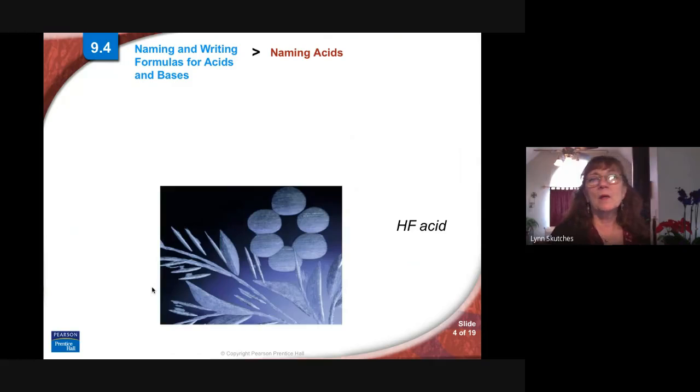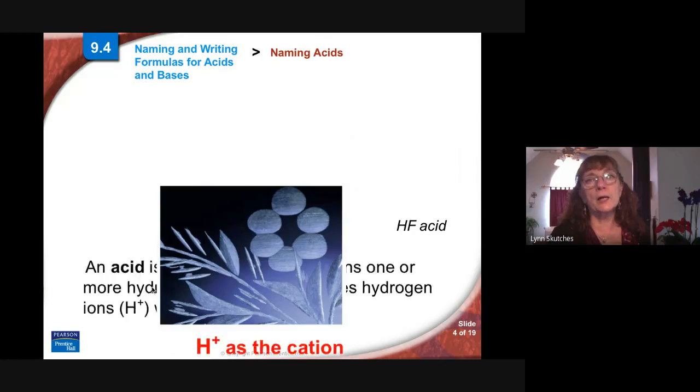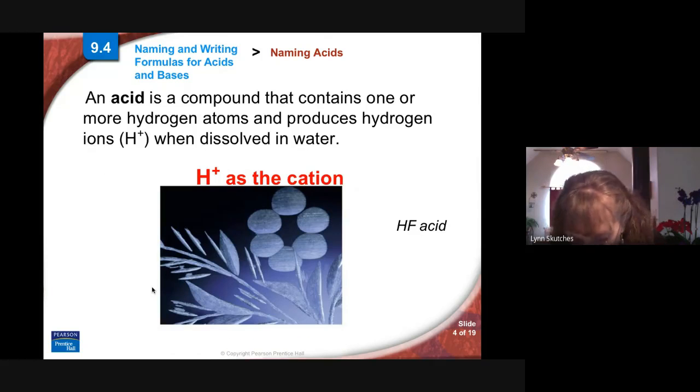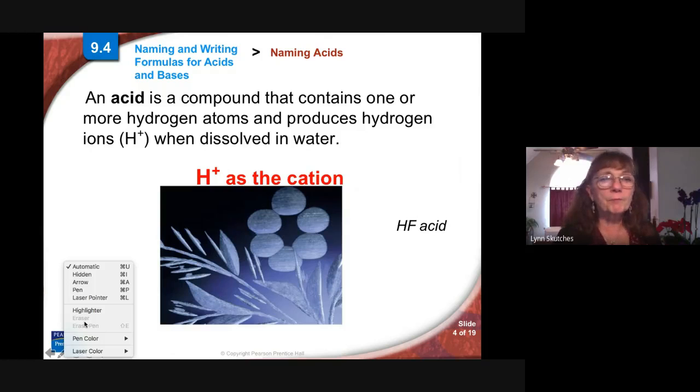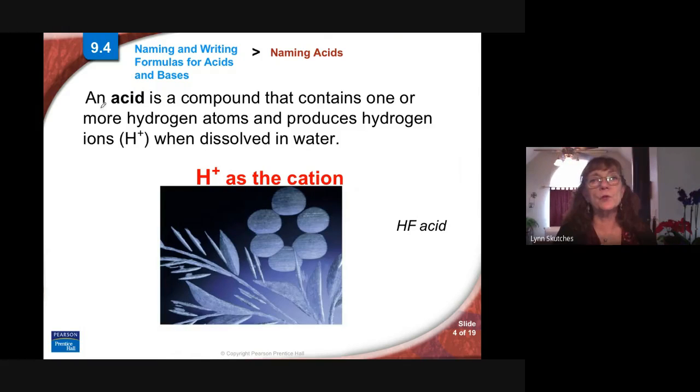Okay. We're going to learn how to name acids and write their formulas, but first we have to know what an acid is. And acids are simply compounds that contain hydrogen ions or form hydrogen ions when they go into solution. So acids have hydrogens. Notice the positive charge. That means it's the cation at the front.